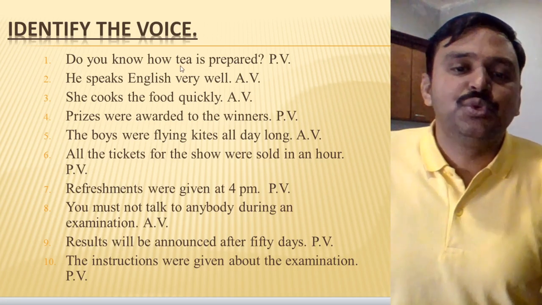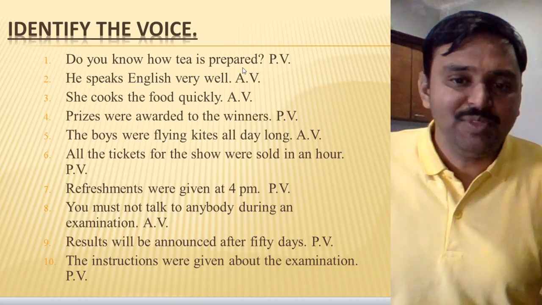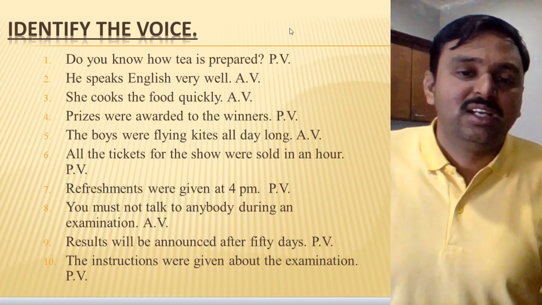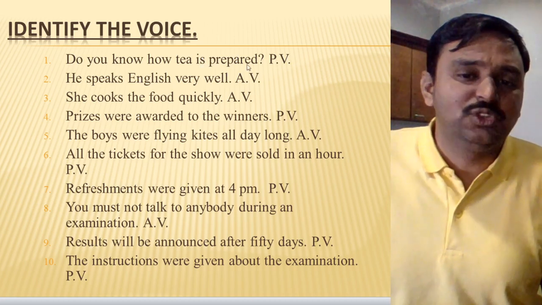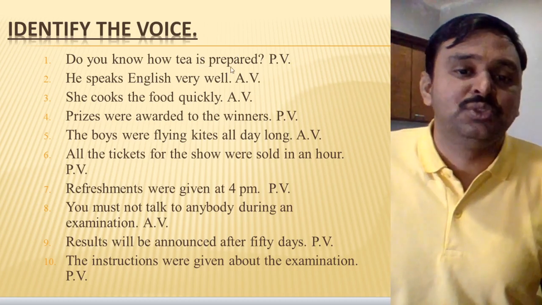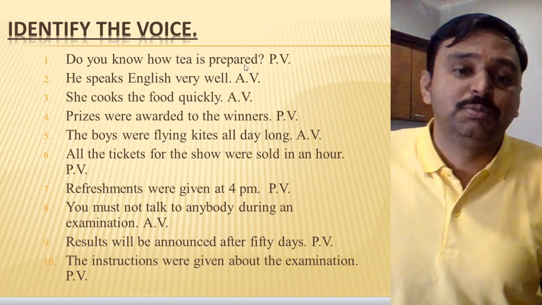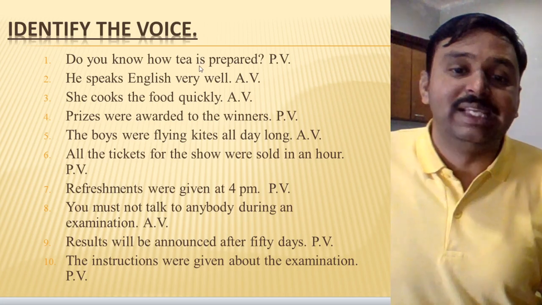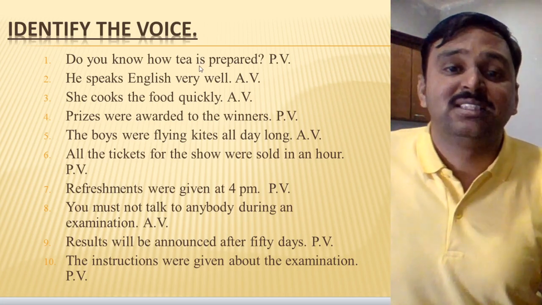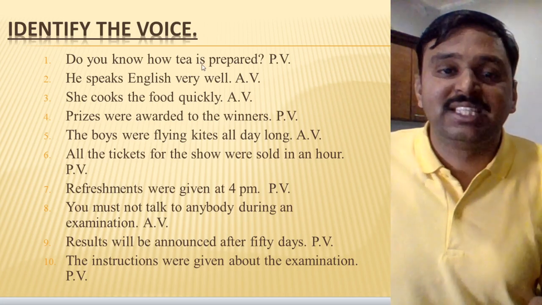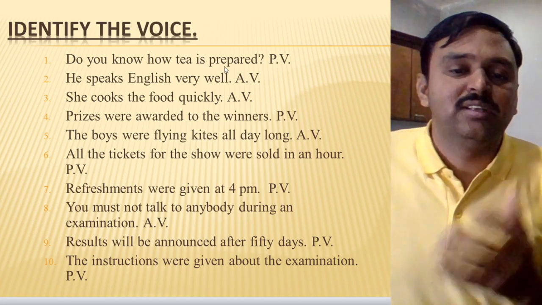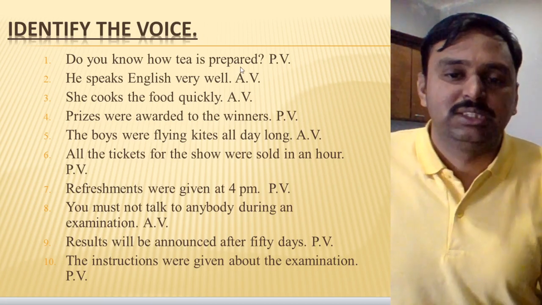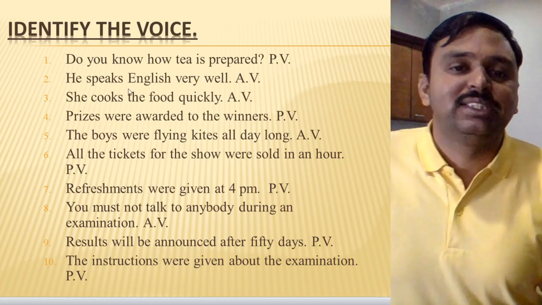First question. Do you know how tea is prepared? It is an example of passive voice. Exactly correct. And how to identify this? Look at this sentence. Is prepared is used. Who is preparing? That is not given. The subject is not mentioned. And a to be form, is, am, are, have, has, was, were, is given, and the V3 form is given. Definitely an example of passive voice. Is prepared.